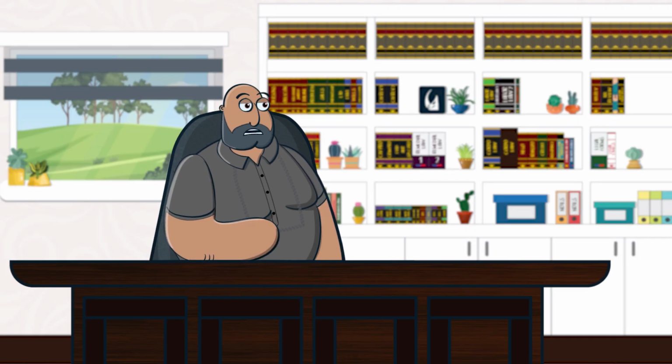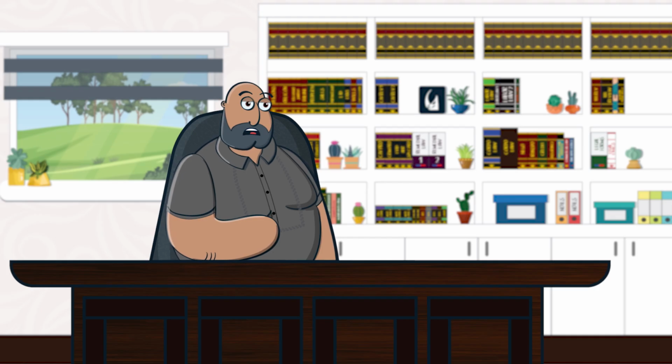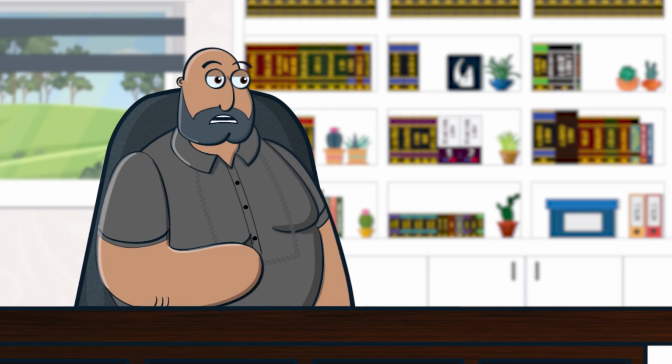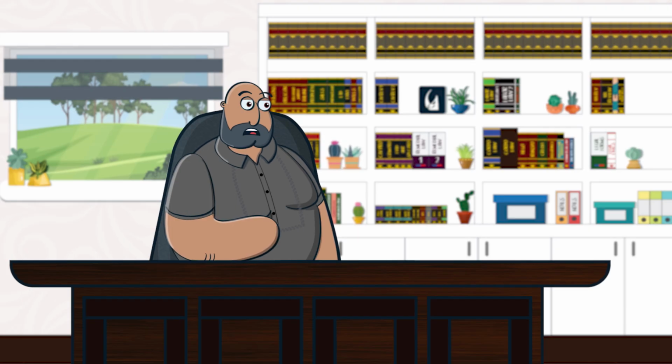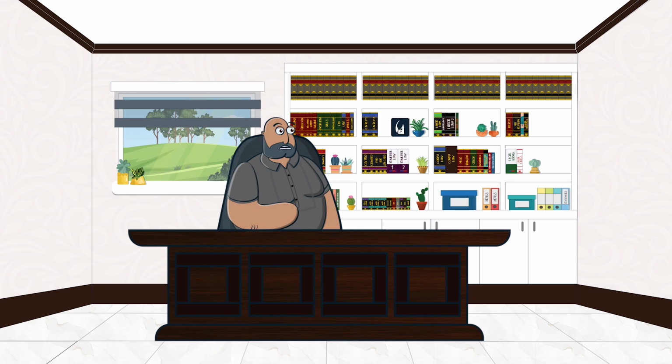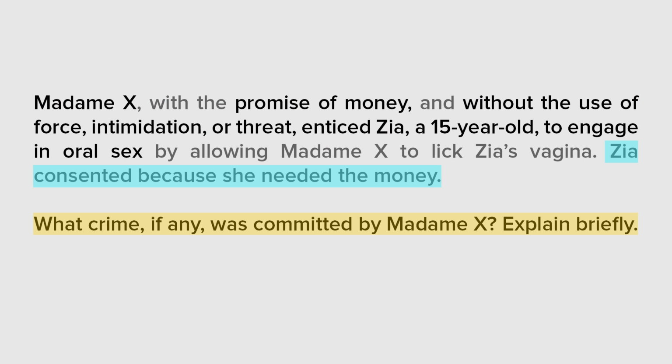Zia here is a minor of 15 years of age. The examiner continues to give us a graphic description which, if read aloud, would certainly make YouTube ban this episode. Finally, the examiner tells us that Zia agreed to the act dahil siya ay nangangailangan. In the next paragraph, the examiner is asking us to determine what crime, if any, was committed by Madam X. After marking our paragraph, it should look like this.